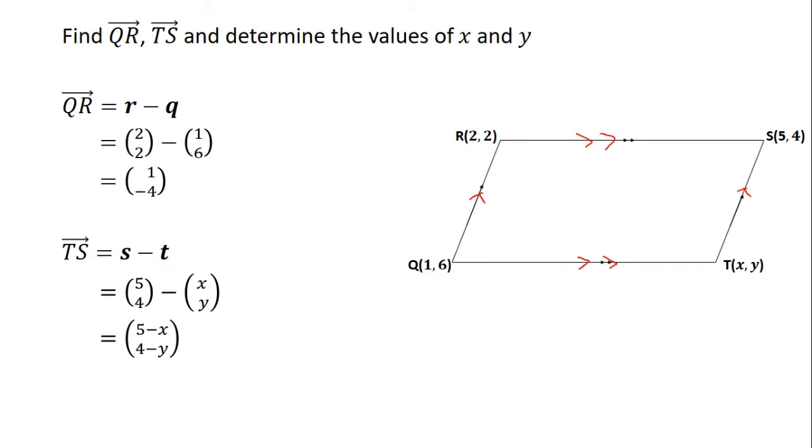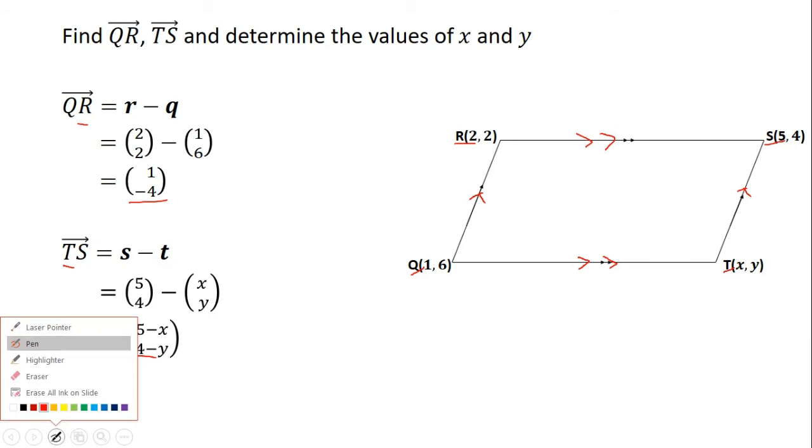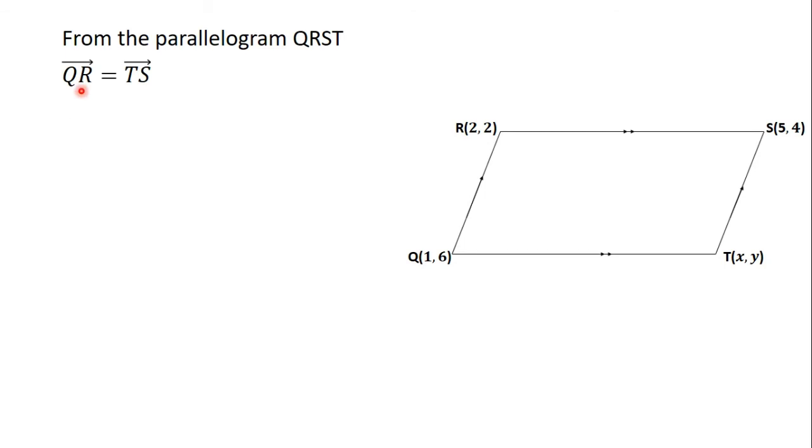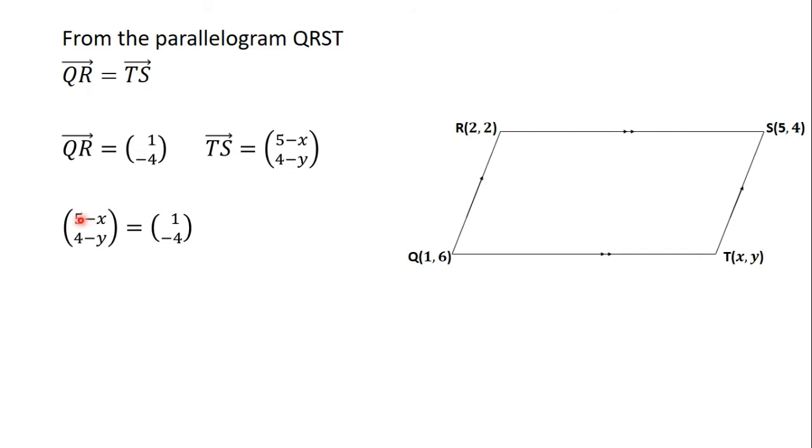Okay, but this time we are considering QR and TS. We have been able to find QR and we have been able to find TS. If they are equal, we can equate these two vectors and find the values of x and y as we did in the previous video. So we are going to equate. We know that QR is equal to TS. So QR is (1, -4), TS is (5 minus x, 4 minus y). So you say that (5 minus x, 4 minus y) is the same as (1, -4).